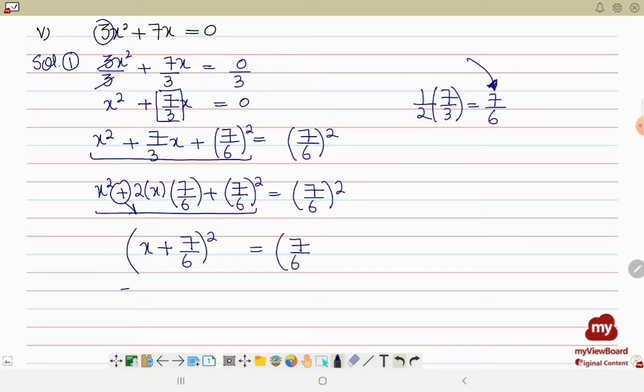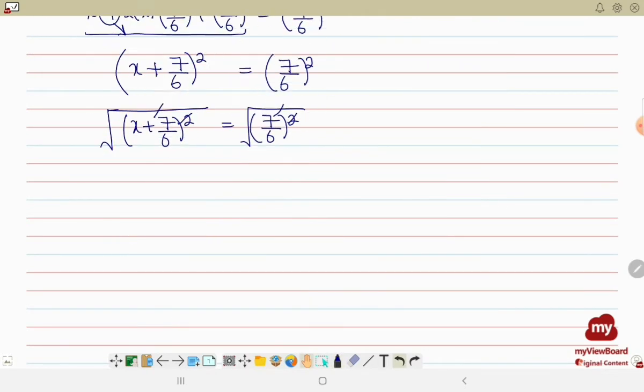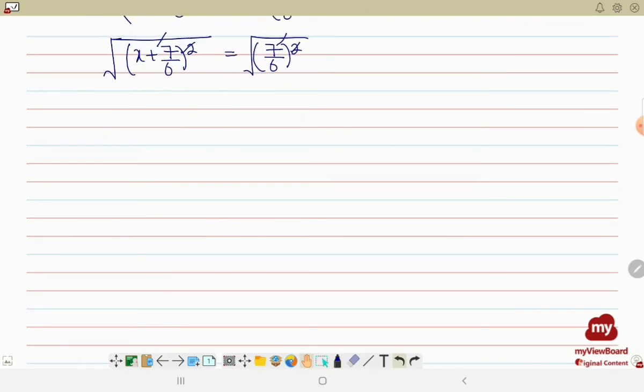So we are having square on both sides. We are supposed to remove the square. So for that, we'll take the square root on both sides. And here also we'll be having this. So square will get cancelled by the root. Here also square will get cancelled by the root. So we are left with x plus 7 by 6, and on the other hand also 7 by 6.